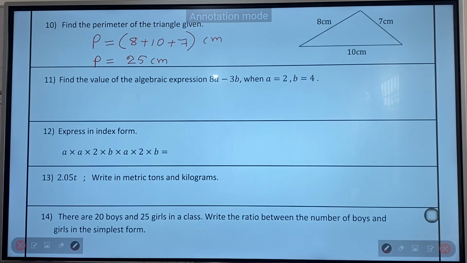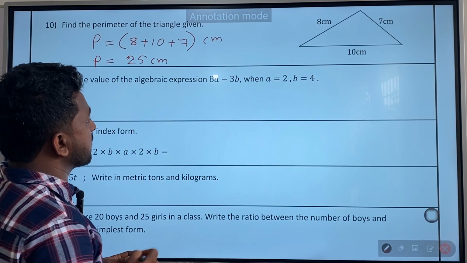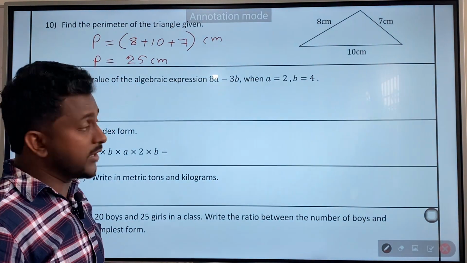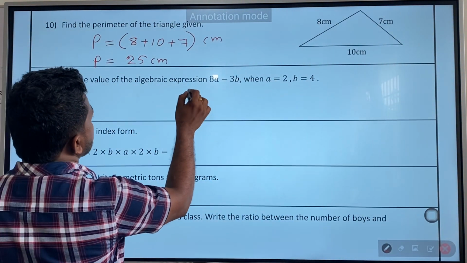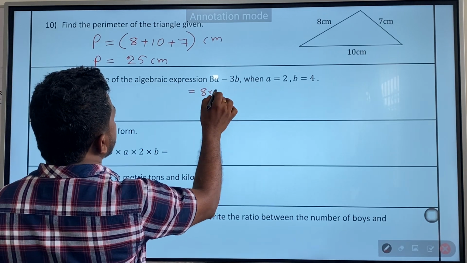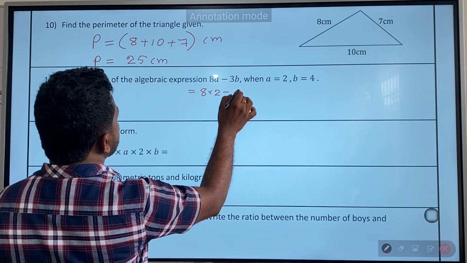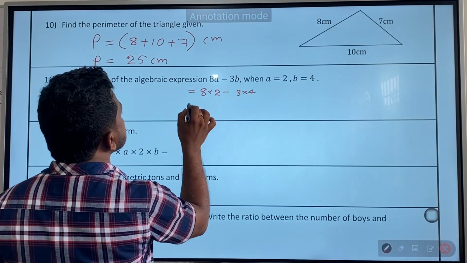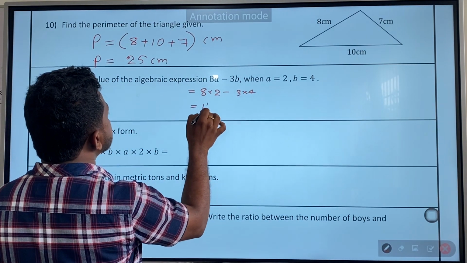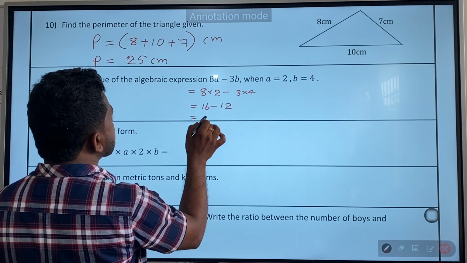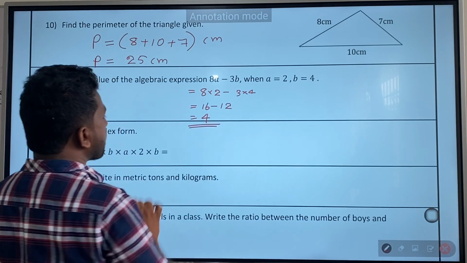Next one, question number 11. Find the value of the algebraic expression 2a minus 3b when a equals 2 and b equals 4. We can substitute values for that. 8 into, what is the value of a? 2, minus 3 into, what is the value of b? 4. 8 into 2, 16, minus 3 into 4, 12. 16 minus 12, 4. That is the answer.